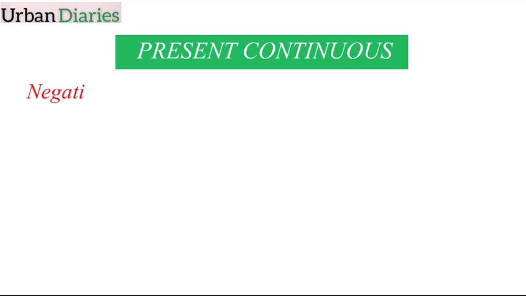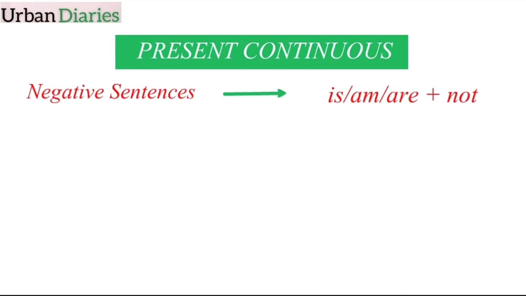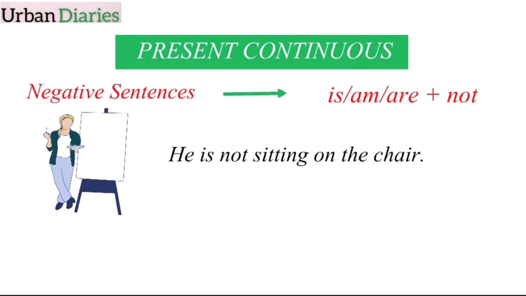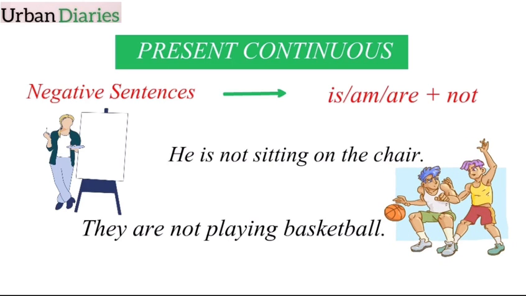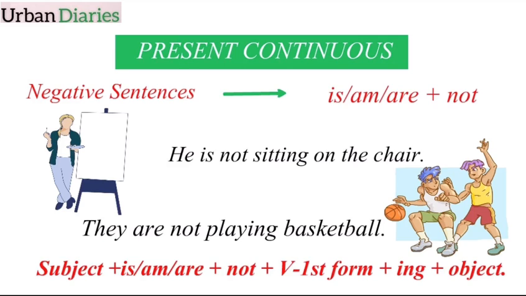Now we'll move on to the negative structure of the same tense. So to form the negative sentence, we add not in an assertive sentence. For example, he is not sitting on the chair. They are not playing basketball. In both these sentences, we added not and turned them into negative sentences.